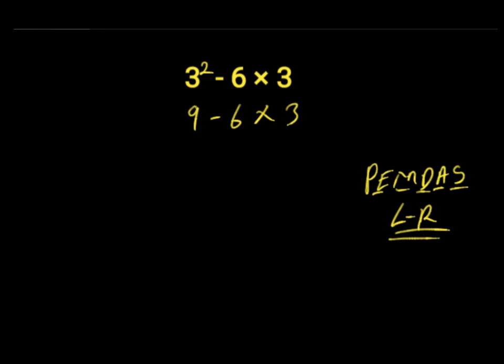Now we have a subtraction and a multiplication. We have to work with our multiplication first because it comes before subtraction. 6 times 3 will give us 18. Then we have 9 minus 18. 9 minus 18 will give us negative 9. Negative 9 is the right answer to this question.